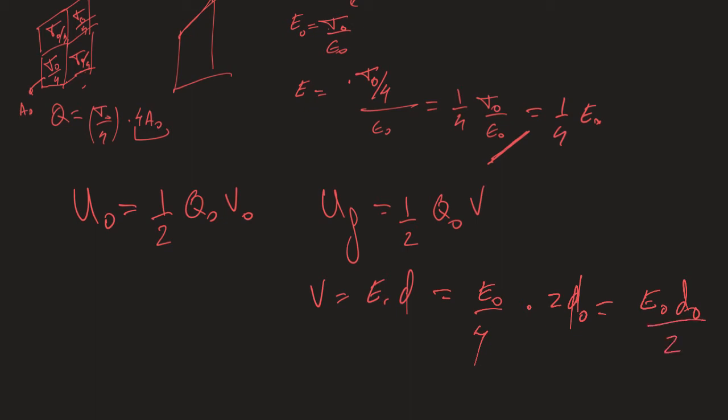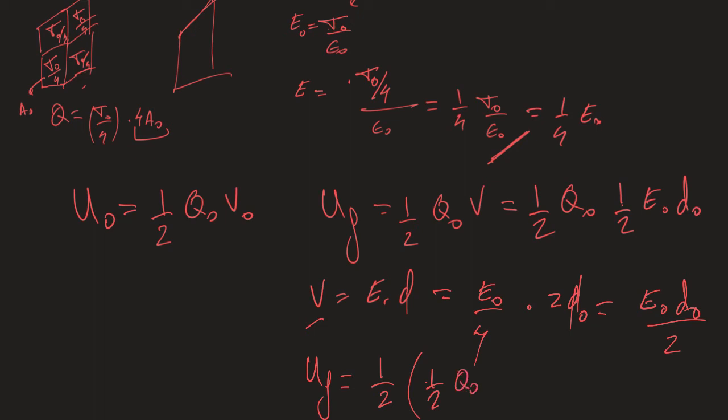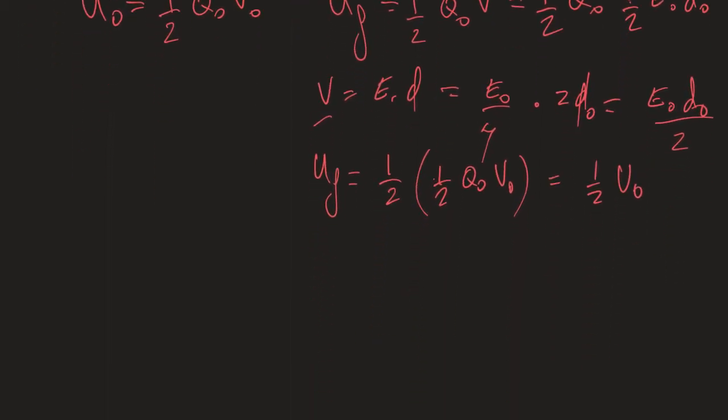So the U final will be 1/2 the Q0 that has not changed, times the new V, but the new V is 1/2 E0 D0. So the U final is 1/2 of 1/2 Q0 V0. It would be 1/2 of U0. But they ask about the density of energy.